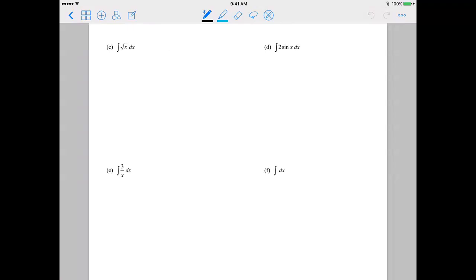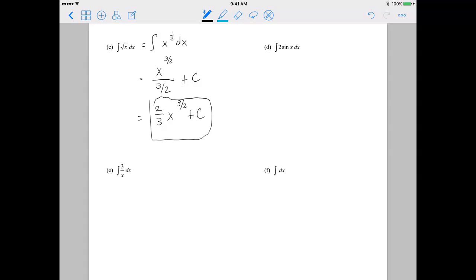Okay, example C, we have the integral of the square root of x. In order to be able to use the power rule, I'm going to rewrite that as x to the 1/2 power. Just remember from algebra that the square root of x means x to the 1/2. Using the power rule, we're going to increase 1/2 by 1, so that gives us 3/2, and then divide by the new exponent, which is 3/2, plus c. But anytime I divide by a fraction, that's really multiplying by the reciprocal. So this is going to be 2/3 x to the 3/2, and then don't forget plus c.